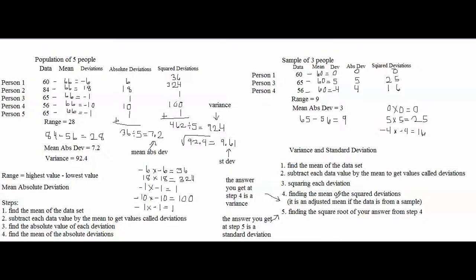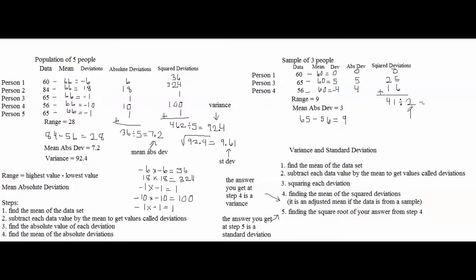And the way it's adjusted is actually, instead of dividing by the number of numbers, which would be 3, you divide by 1 less than the number of numbers. That's what makes it an adjusted average, or an adjusted mean. So let's add the squared deviations. They add up to 41. We divide by 1 less than the number of numbers, which means we divide by 2, because 2 is 1 less than 3.